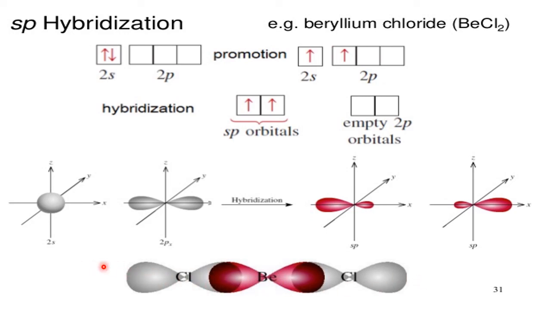So the shape of the beryllium cloud is linear because of what? sp hybridization. So whenever sp hybridization is there, it will go for a linear structure. So today we learnt about type number 1. What is type number 1? Type number 1 is sp hybridization. The example is beryllium chloride. Many more examples will come for sp hybridization, but today we learnt only one type.